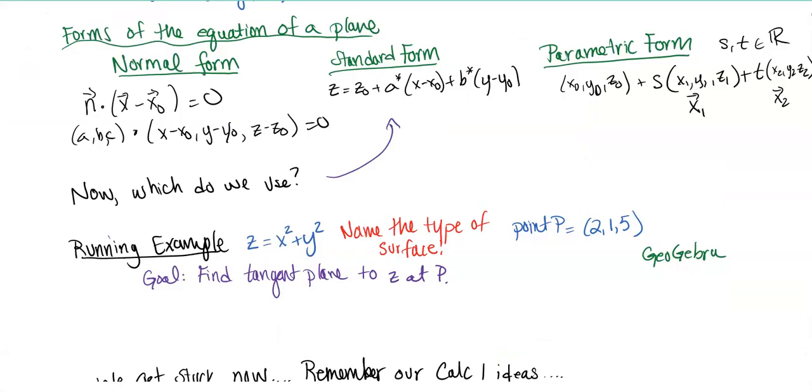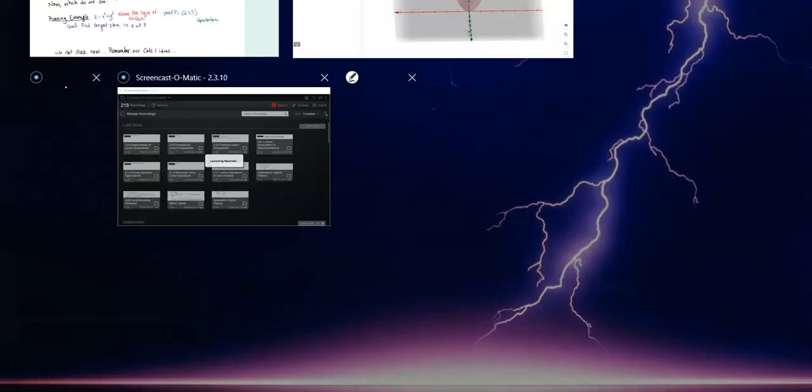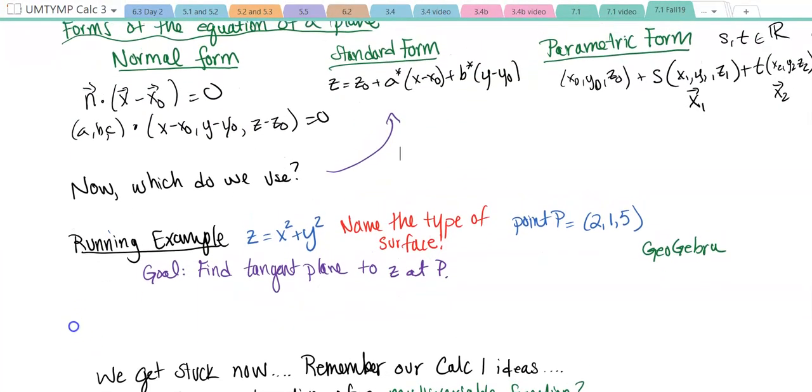Now if we hop back in and continue our discussion, our goal is to find the tangent plane to z at P. If we're using standard form, we can start here and say that our tangent plane is going to be, just following standard form, z is 5, plus this A star, don't know what that is yet, times x minus 2, plus B star times y minus 1. Well, that's a great start. I just need to find out what A and B are.